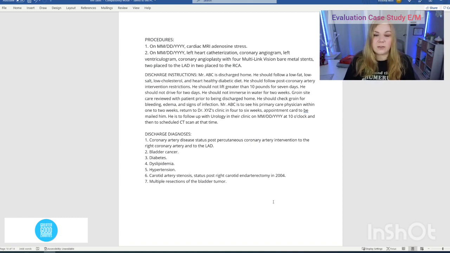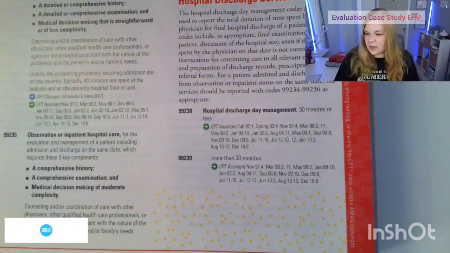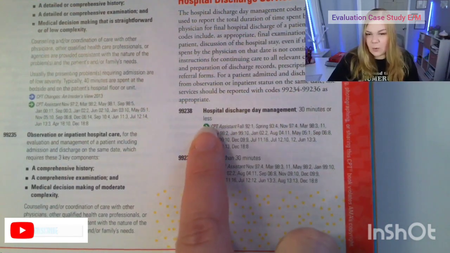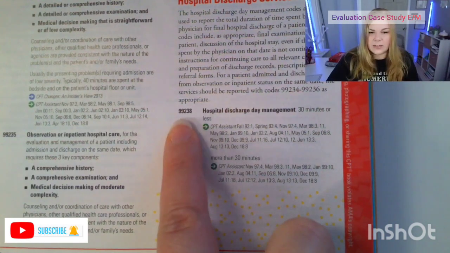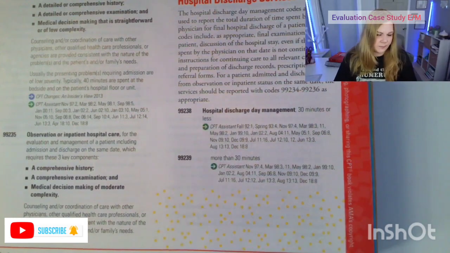So what do we do in that circumstance? Well, in that circumstance, we bill it to the 99238, which is our one that we have the 30 minutes or less. So we can't quantify the time, so we bill it as a 99238. So that's it for the inpatient, for the admit, the subsequent, and the discharge.